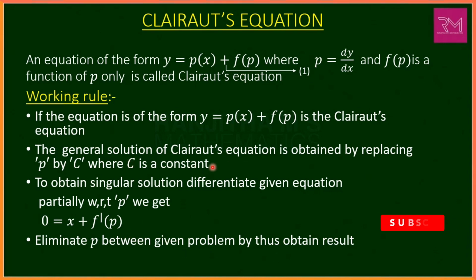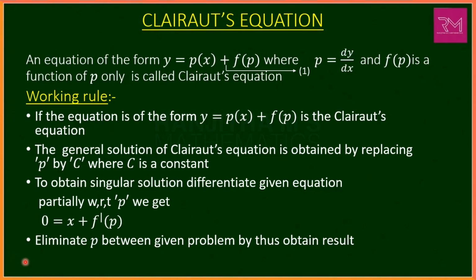The general solution means we replace p by c in the Clairaut's equation. Once you obtain the general solution, to obtain the singular solution, we differentiate the Clairaut's equation with respect to p partially. We get an equation of the form 0 = x + f'(p). Finally, to find the singular solution, we have to eliminate p. For that, we consider these two equations, find the value of p and substitute it in the given Clairaut's equation. We get a singular solution for a Clairaut's equation. This is the working procedure to find the general solution and singular solution of a Clairaut's equation.